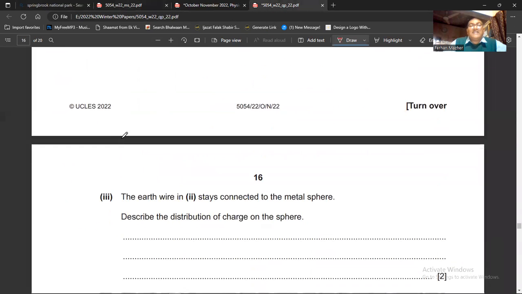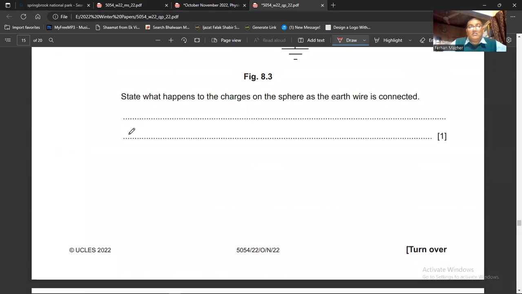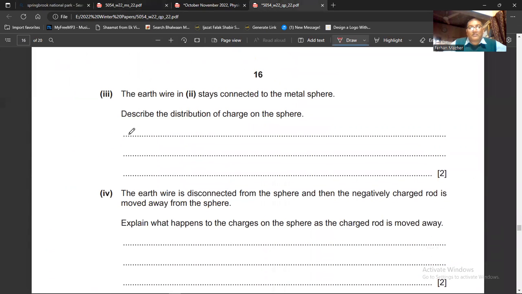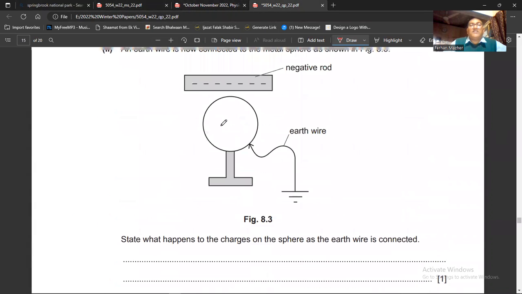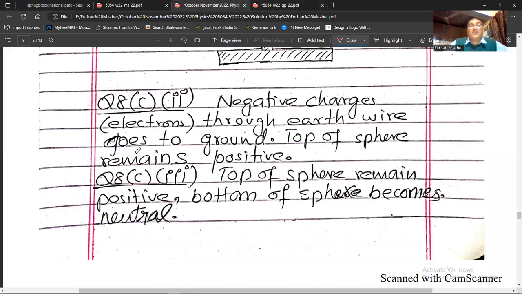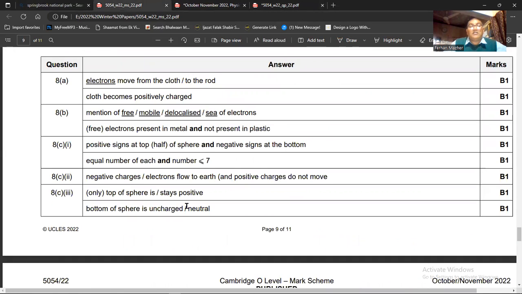Okay. Then the question is, the earth wire in the second part stays connected to the metal sphere. Describe the distribution of charge on the sphere. You see, if this earth wire remains here and this rod also remains here, what will happen? This top will be positive, but this portion will be neutral. The top of the sphere remains positive, the bottom of the sphere becomes neutral. That's my answer. The answer is right.